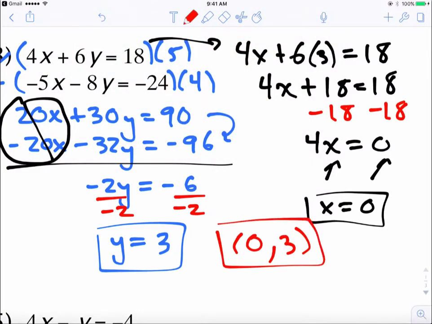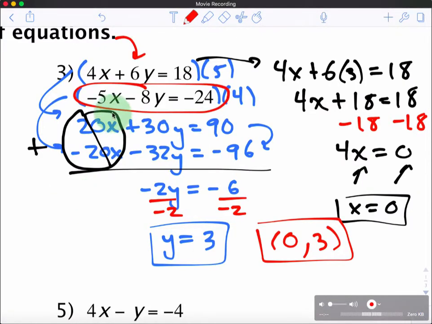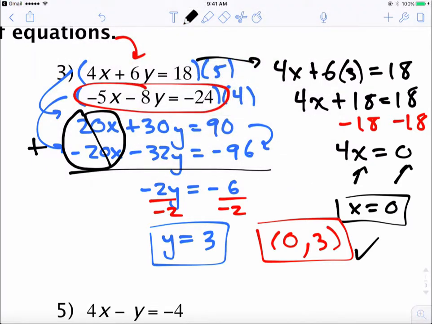So it appears to me that our solution in this case is the ordered pair (0, 3). I'm going to go ahead and check it in this equation right here, because I already used this one to find x. So let's see, negative 5 times 0 is 0. Minus 8 times 3, that definitely equals negative 24. Boom, that solution checks out. So that's how you solve that sort of system of equations.